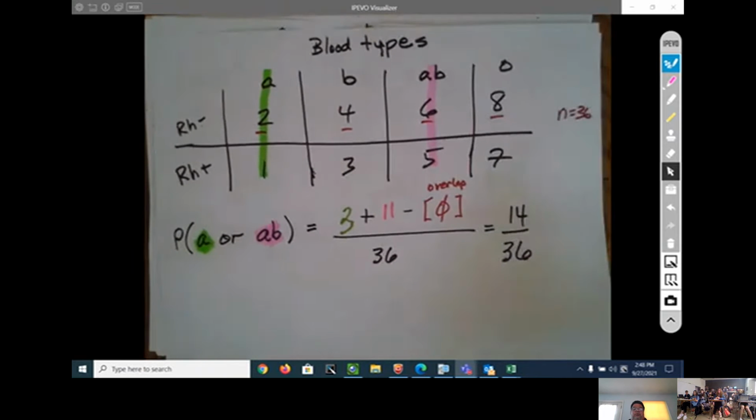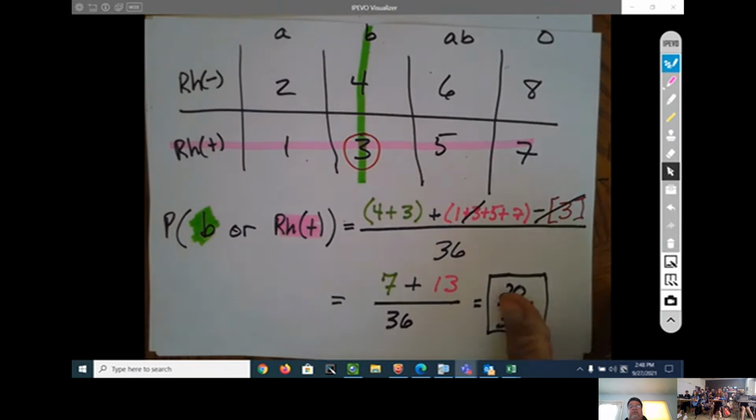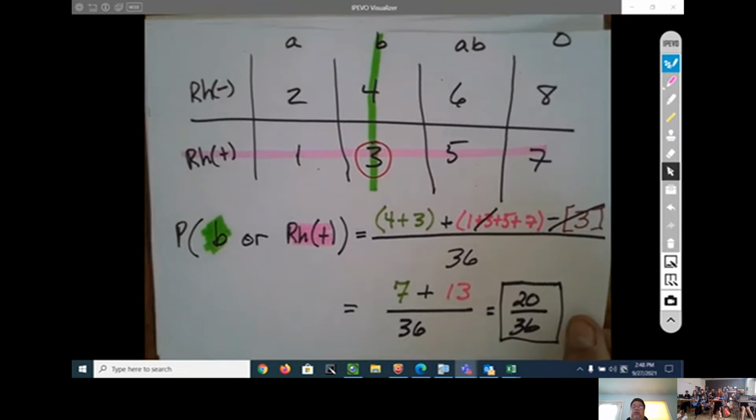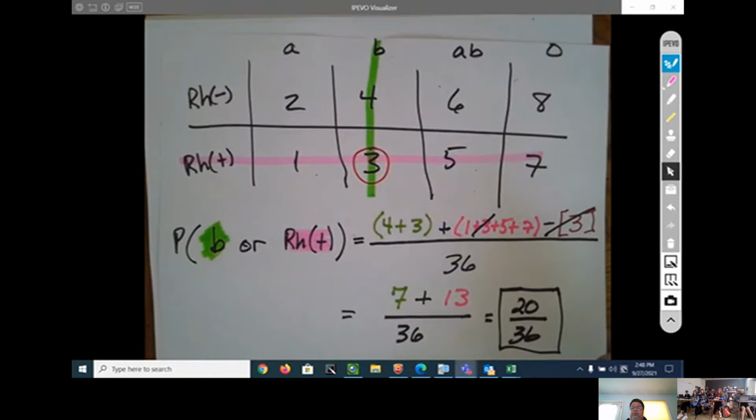It's either going to not overlap or it's going to overlap. It kind of helps to have it in a table. So if you can take your data or your question and put it in a table, you'll see the overlap.